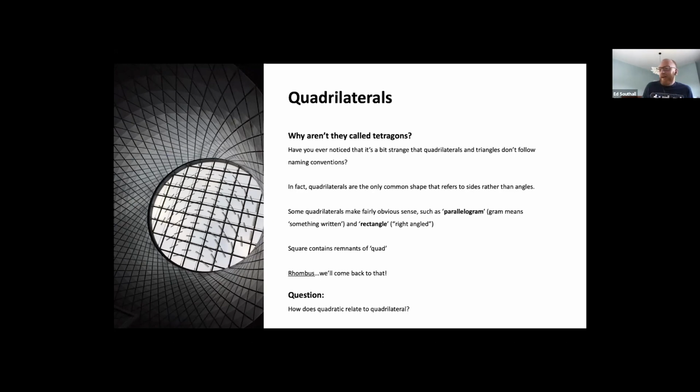Kite, not so much. But rhombus is a really strange thing to name a shape. And so we'll link briefly back to the algebra here for a second. Quadratic, quad meaning 4. So why would we call a quadratic something related to 4? Doesn't quite make sense, does it? Maybe it does.